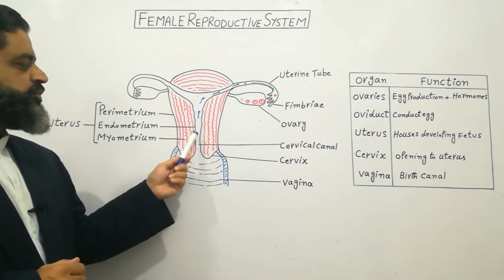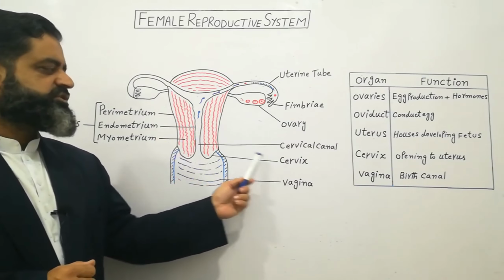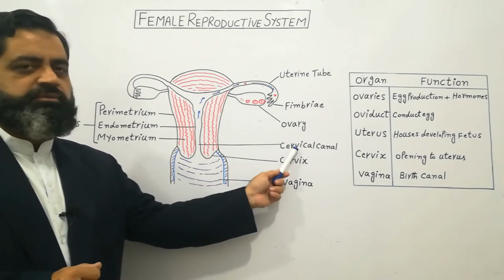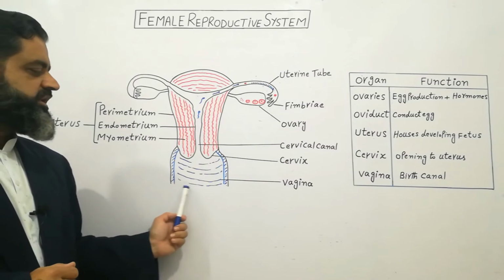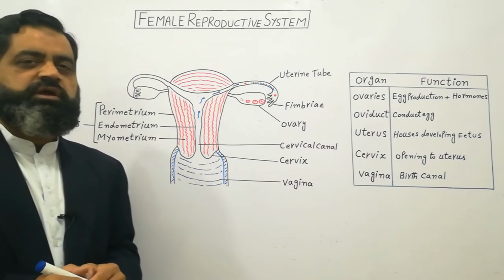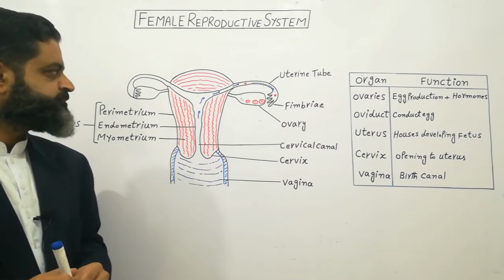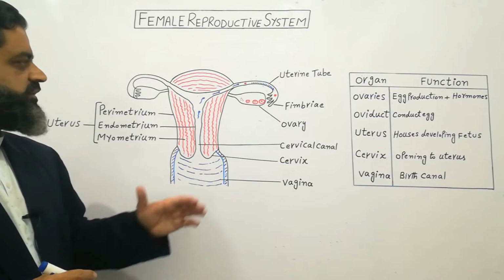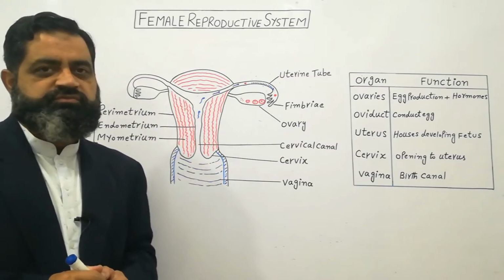The last part of the uterus is known as the cervix, which includes the cervical canal. The uterus opens into a reproductive tract known as the vagina. The vagina is used as a birth canal and also receives the penis during the process of copulation. So this is the whole structure of the reproductive system of the female.